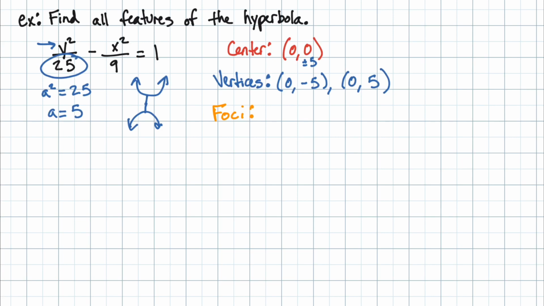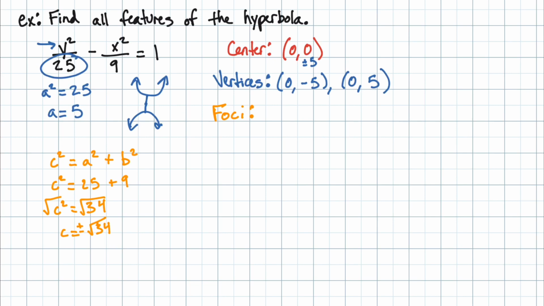Okay. Up next, we're going to want the foci. I remember that c squared equals a squared plus b squared. So c squared equals 25 plus 9, which gives me 34. And now I'm going to square root both sides, and I get c equals square root of 34. If I want to be technical, I guess I could do plus or minus, but I didn't do that the other time, so, there's that.